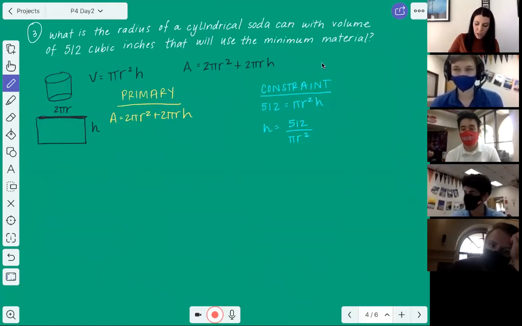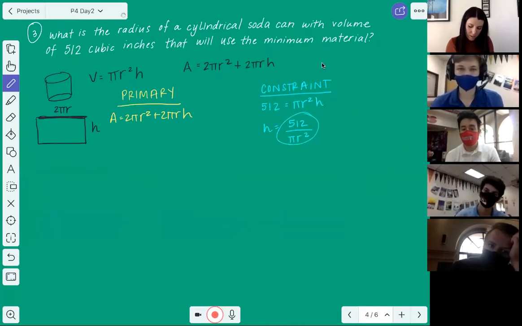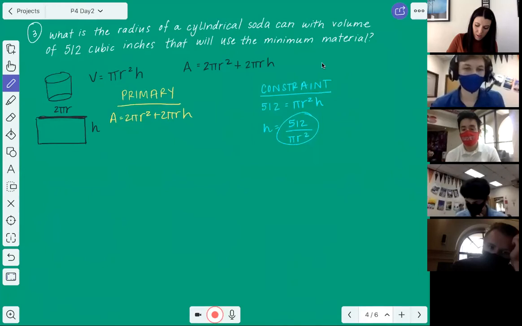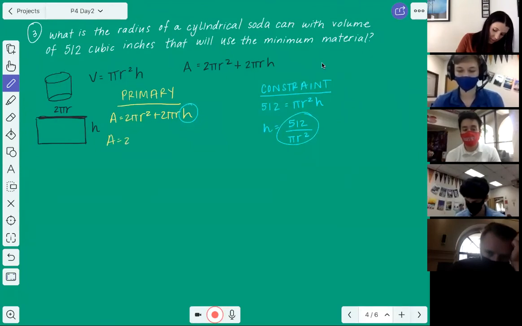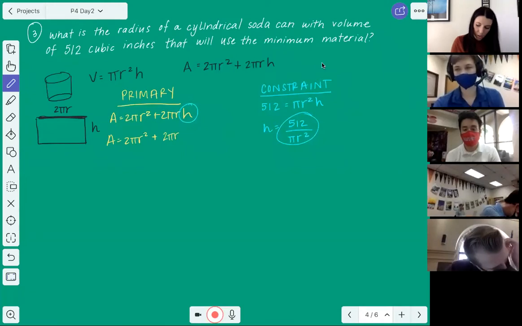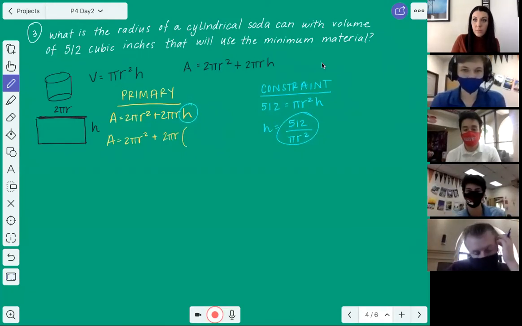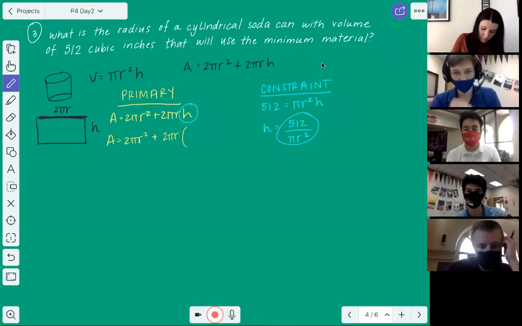And so then you said we're going to do what with this, Riley? We're going to plug that h equals constraint into the primary for h. Perfect. And so that would give us area equals, first term stays the same, 2 pi r squared, plus then this would become 2 pi r times what? 512 over pi r squared. Perfect.